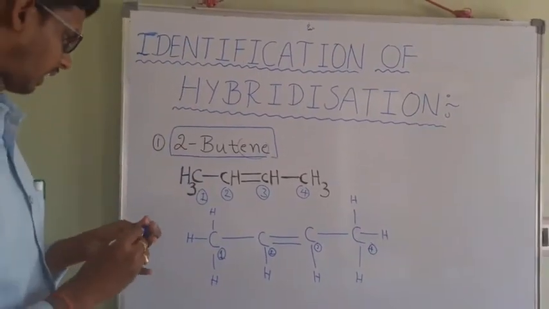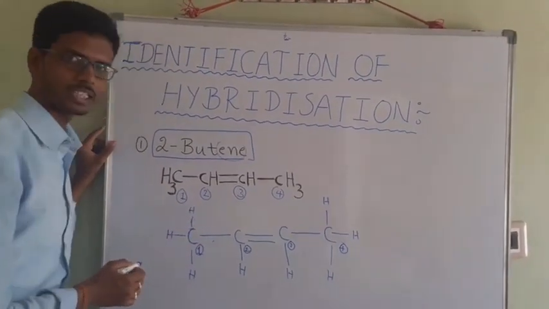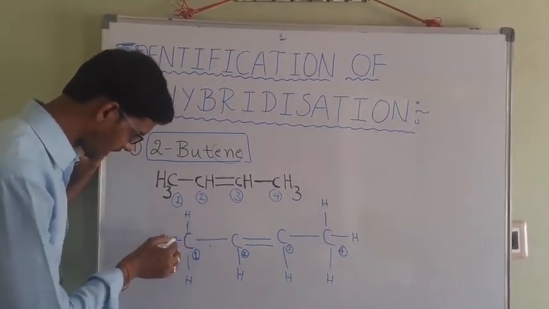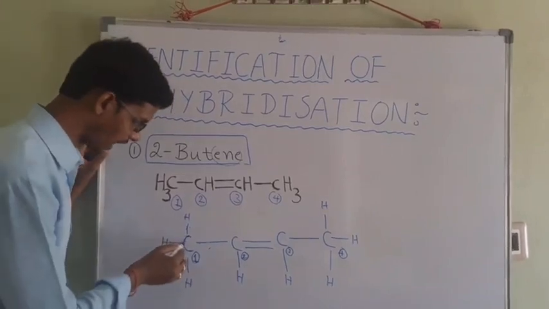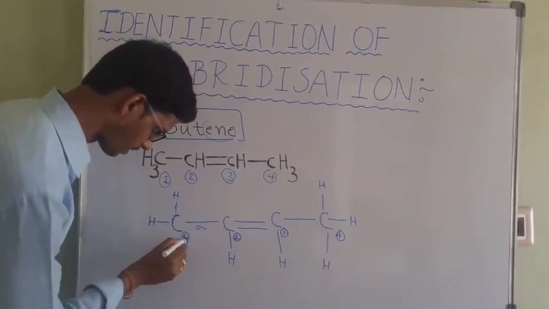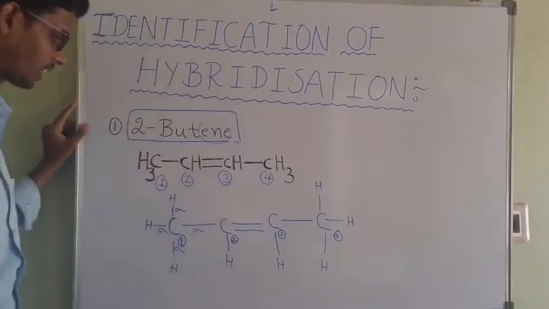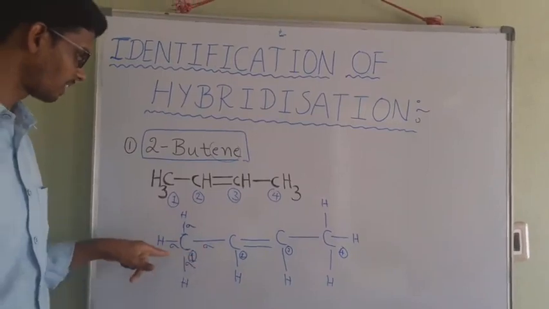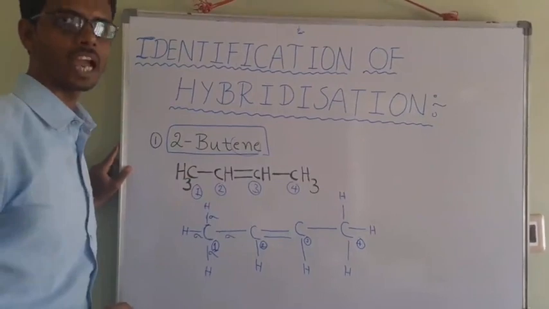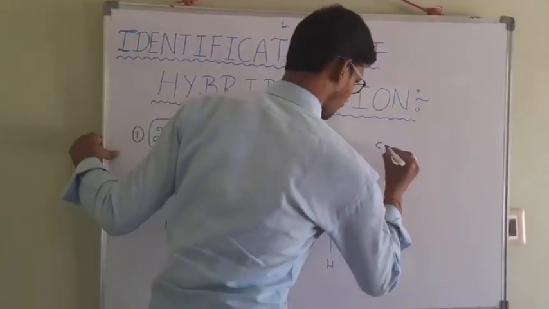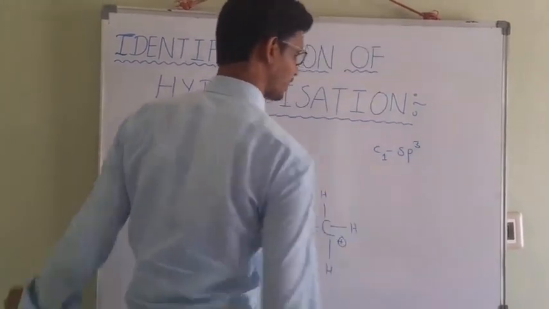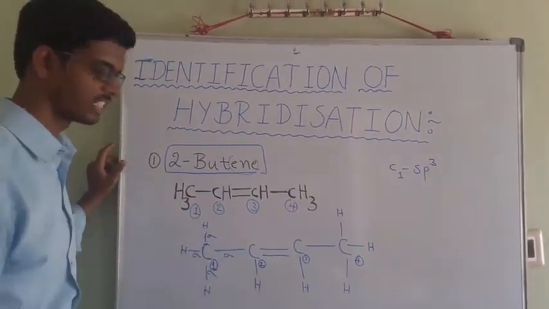Generally, this first carbon is surrounded by 4 single bonds. Here 3 C-H sigma bonds are present and 1 carbon-carbon sigma bond is present. All are sigma bonds: sigma, sigma, sigma, sigma. This carbon's tetravalency is surrounded by 4 sigma bonds, that is sp3 hybridization. The first carbon C1 has sp3 hybridization.